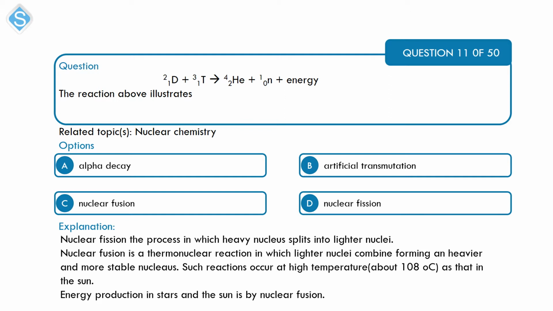Okay, so if you look at this reaction here, you have deuterium. This is a radioisotope of hydrogen. You have it combining with tritium to form helium, which is a heavier nucleus. So here what we have is nuclear fusion. That's option C. That is lighter nuclei combining to form a heavier nucleus.